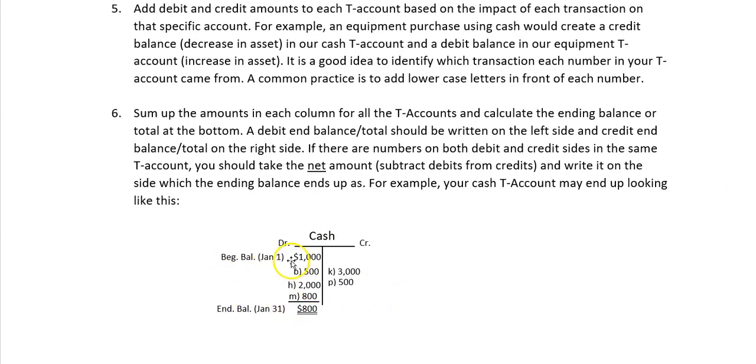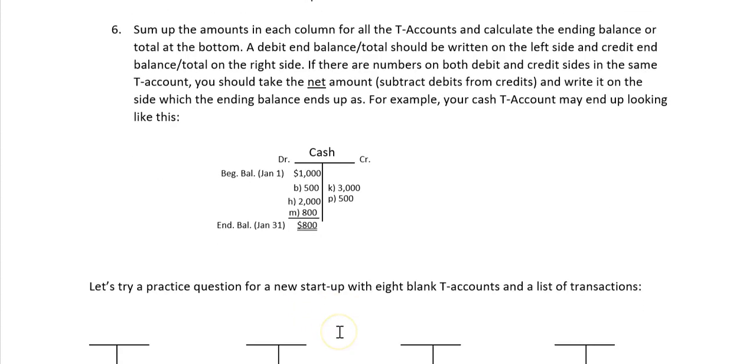So you see here, we have a beginning balance, we have a bunch of transactions, each one is represented by a letter, both on the debit side and credit side. At the end, when we total them up, we take all the debits minus all the credits, and we end up with a debit balance of 800, so we write it on the left side as our ending balance on January 31st, or end of the month.